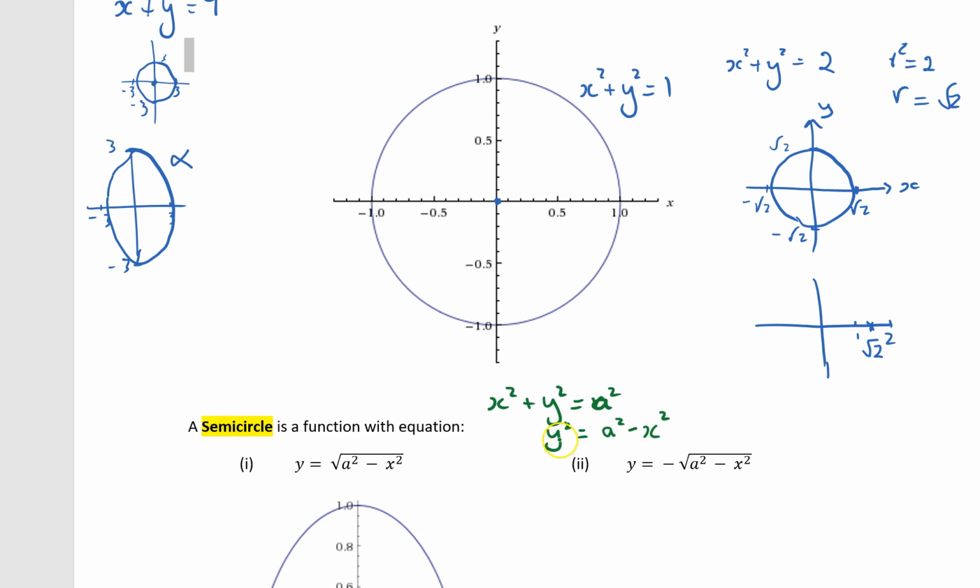But we're working towards getting the equation for a semicircle. So if I just wanted the positive y values, then I write that in this format here, that y now is the square root of a squared minus x squared. And so I would have the positive y values of the circle only, and the positive y values of the circle obviously sit up here.